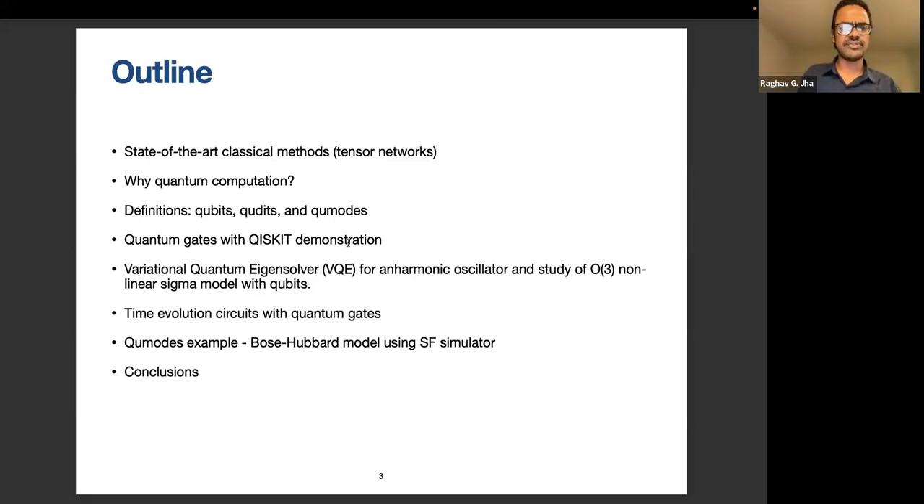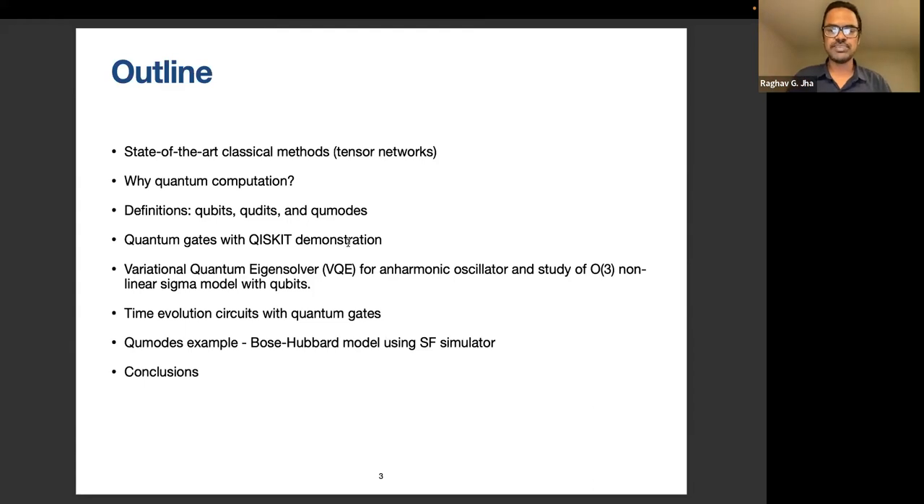Then I'll talk about definitions of qubits, qudits, and q-modes. Maybe you're familiar with qubits, but not with qudits and q-modes. I'll just tell you what those are. Those are just generalizations of qubits in some sense. And then I will talk about quantum gates, which are unitary gates with which we implement, for example, unitary time evolution of the quantum system.